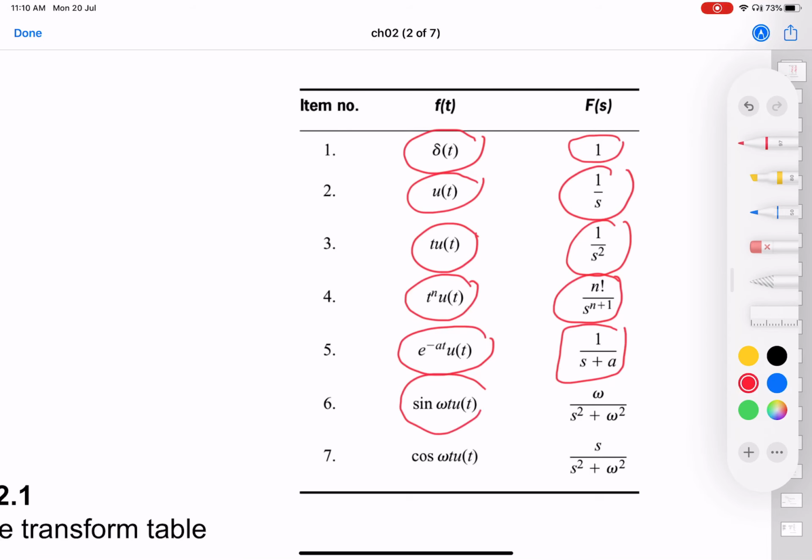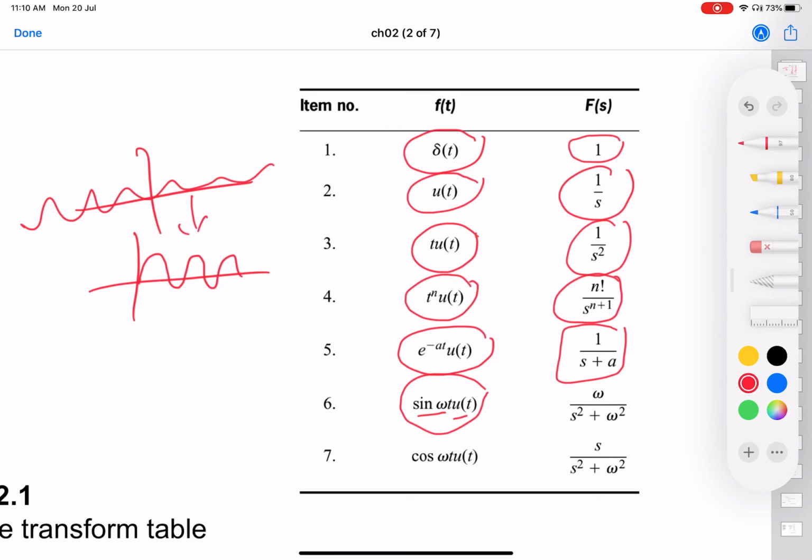If it is a sinusoidal input which starts at t equal to 0, sine omega t u(t). When you multiply a pure sine with a unit step, you'll get something that will start at t equal to 0, and normally your sine is going to be right like this. But if you multiply it with unit step, you will have 0 in the beginning, and then you suddenly have a sinusoidal input starting from t equal to 0.